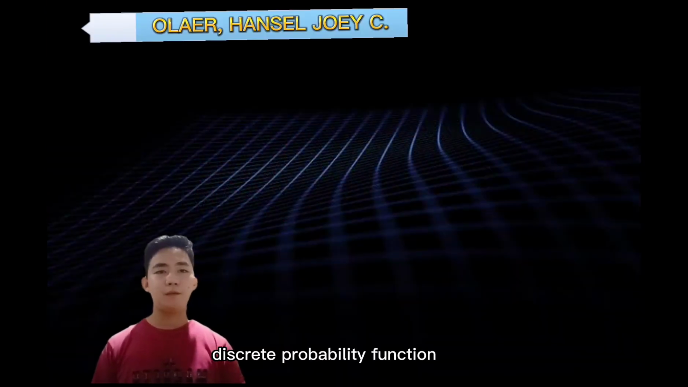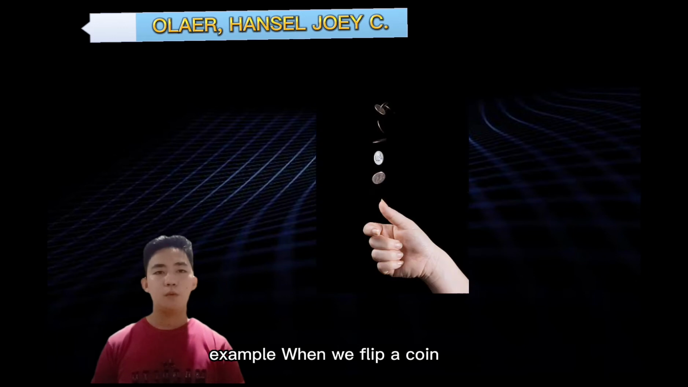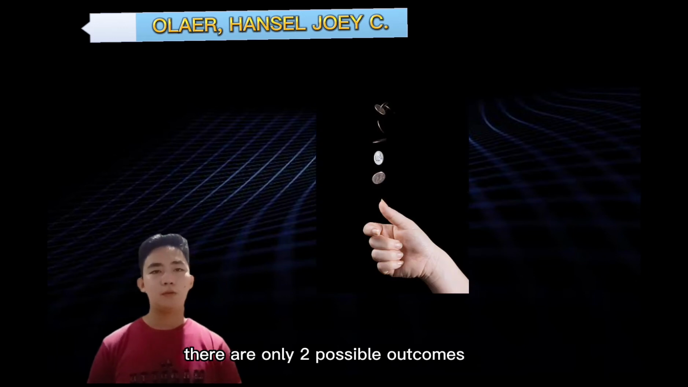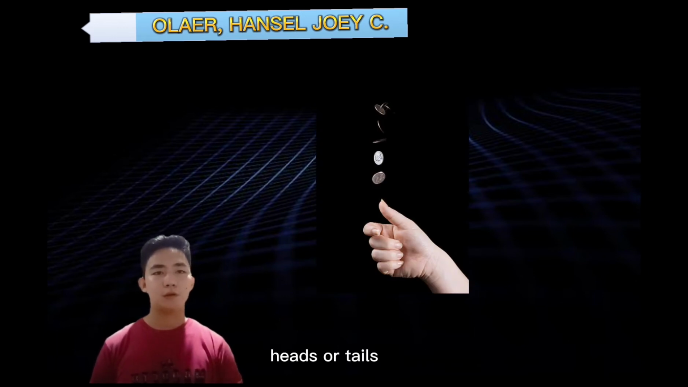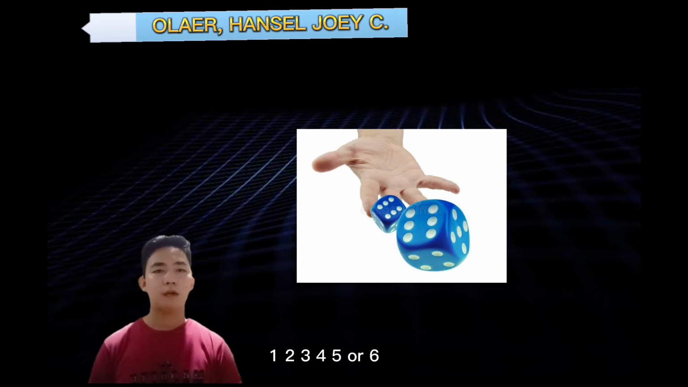Discrete probability function. Discrete events are those with a finite number of outcomes. For example, when we flip a coin, there are only 2 possible outcomes, heads or tails. When we roll a 6-sided die, we can only obtain one of the 6 possible outcomes: 1, 2, 3, 4, 5, or 6.